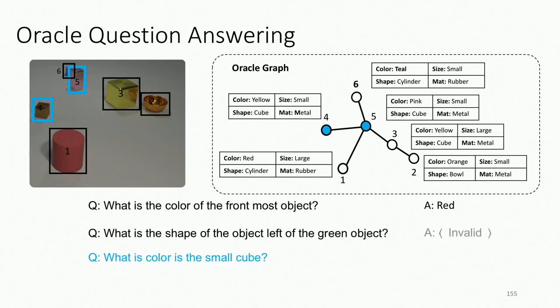Another case is: what is the color of the small cube? Actually, there are multiple small cubes, here and here. So in this case, the answer will be ambiguous. The Oracle will tell the agent that the question is ambiguous because there are multiple cubes in the image.